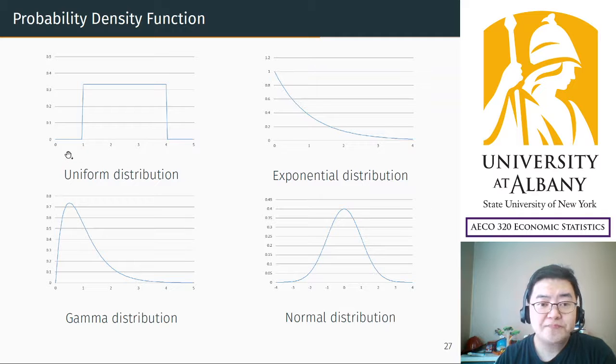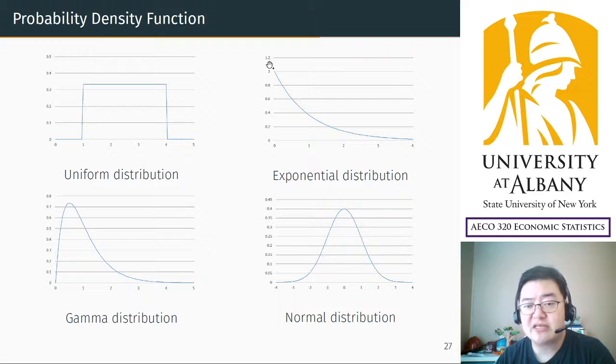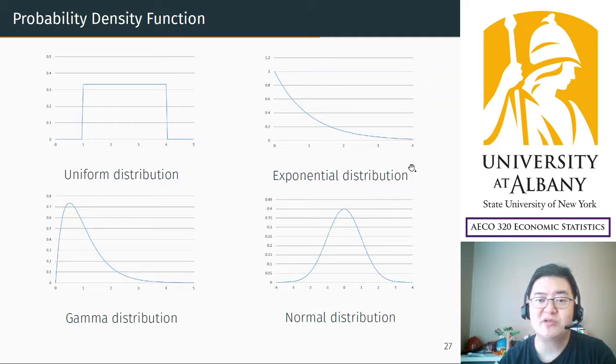So here it shows 0, 1, 2, 3, 4, 5, and then there is some probability between 1 and 4, but there is no other probability between 0 and 1, and 4 and 5. And so it is a uniform distribution because it is uniform, flat. And exponential distribution has a decreasing probability, starts from 0, and 0 is the peak, and then it smoothly decreases, exponentially decreases. So we call this exponential distribution.